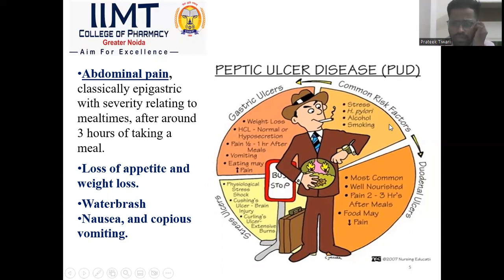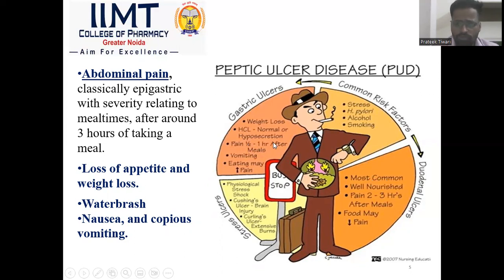So how can we differentiate duodenal and gastric ulcer? We can differentiate on the basis of pain. In the case of duodenal ulcer, when we take food, pain starts after 2 to 3 hours. But in the case of gastric ulcer, pain starts after taking a meal.